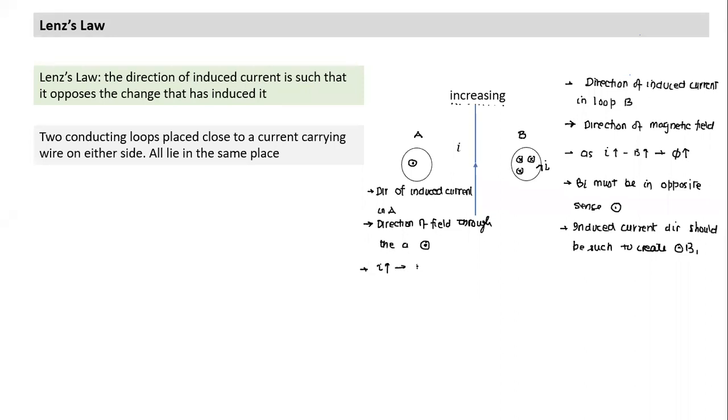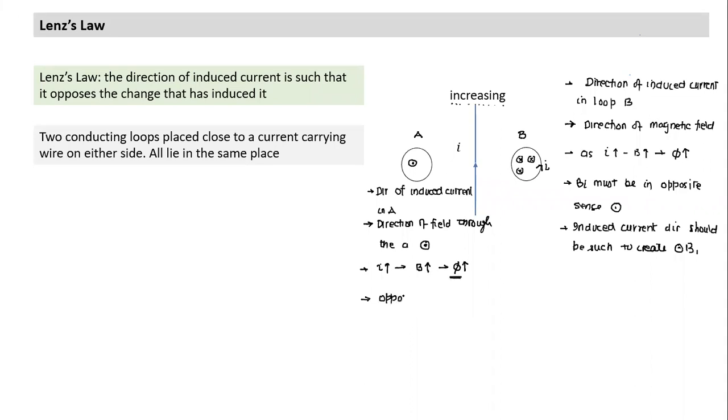Magnetic field. The magnitude of the field increases. If the field increases, what is the effect of increasing magnetic field? The flux increases. Are you clear? So the flux increases. As the flux increases, what has to happen? How do we oppose this increase in flux?